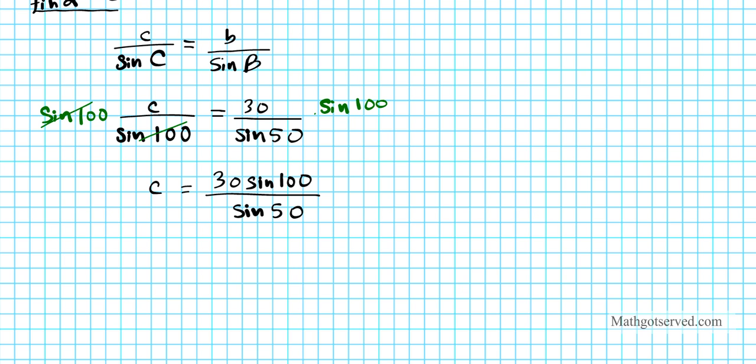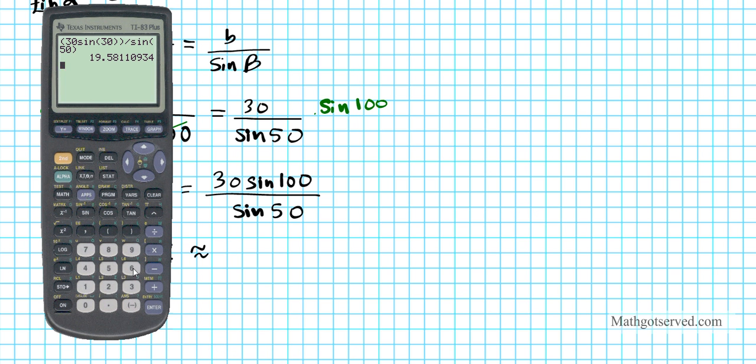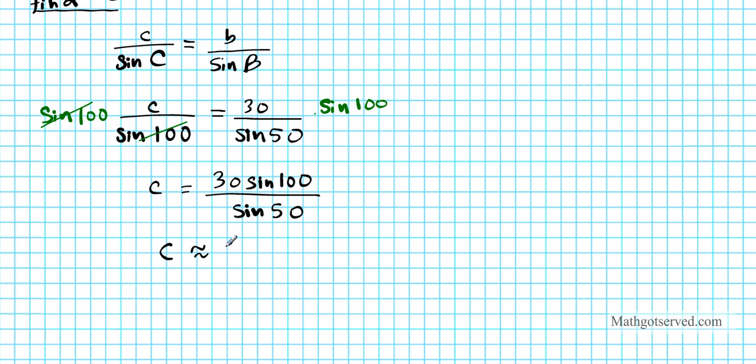Now we're going to plug that into our calculators to generate our approximate value for side c. So let's plug that in. Parentheses 30 sine 100, close the parentheses for the sine argument, plus the numerator, divided by sine 50. Okay. And then your final answer, we're going to write 38.57 to 2 decimal places. So c is approximately 38.57. All right, so there you have it.